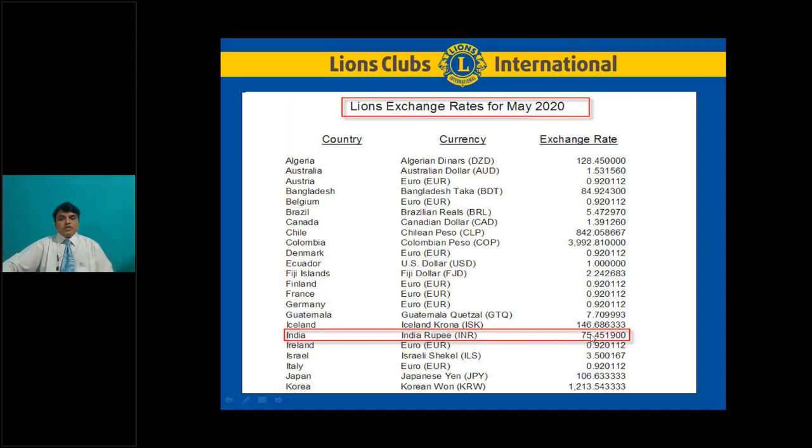For India, it is now 75.451900. You can tell the clubs, and you can send WhatsApp messages to the clubs for PSTs whenever they need that information, so accordingly they will pay the fees. So instead of saying 75.451, you can take it as 75.50 or 76 rupees.